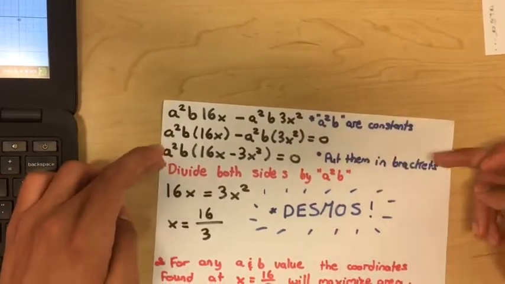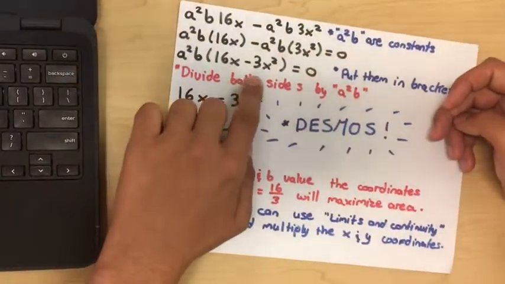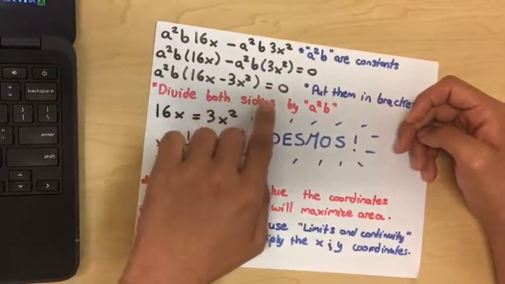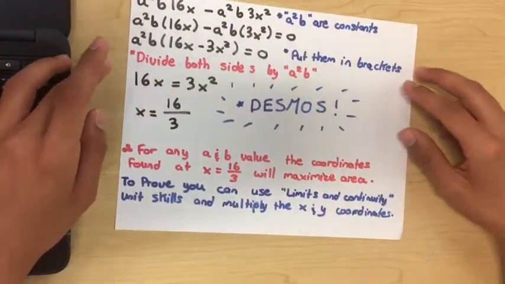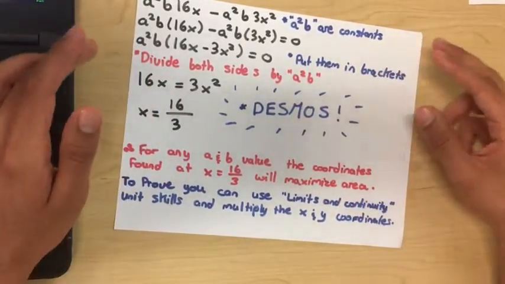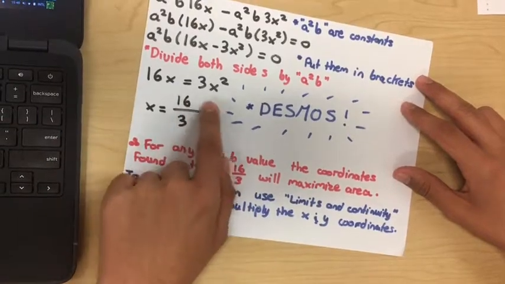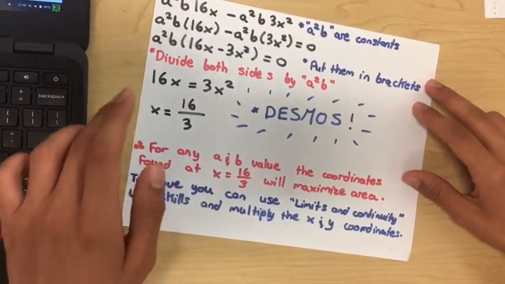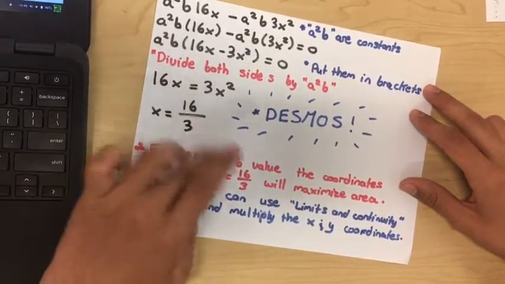And you end up with a squared b, and inside the brackets 16x minus 3x squared equals 0. That's after you put them in the brackets. And then you pretty much just cancel the a squared b out by dividing both sides by it, and you end up with 16x is equal to 3x squared. And when you solve for x, you end up with 16 over 3.